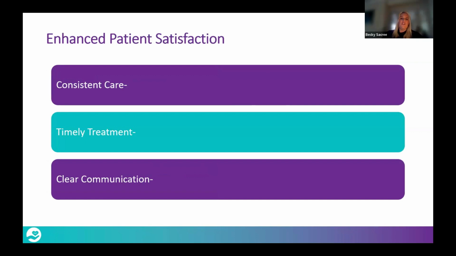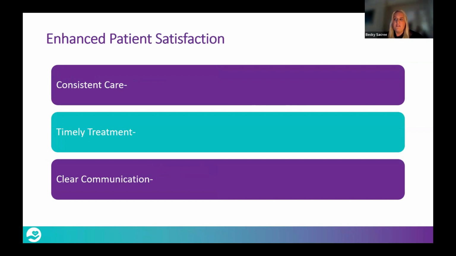So the implementation of the pathway has significantly improved patient experiences and outcomes. Consistent, timely and well communicated care practices have led to high levels of patient satisfaction and trust from the patients with the clinicians. We ensure all patients receive the same high level care.